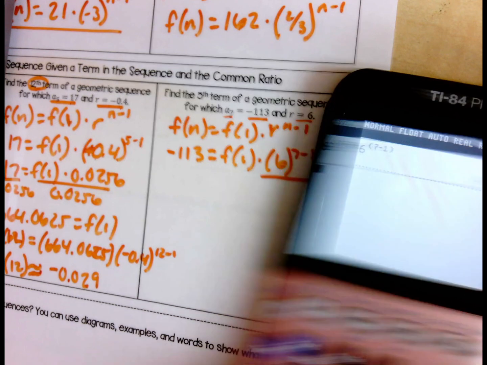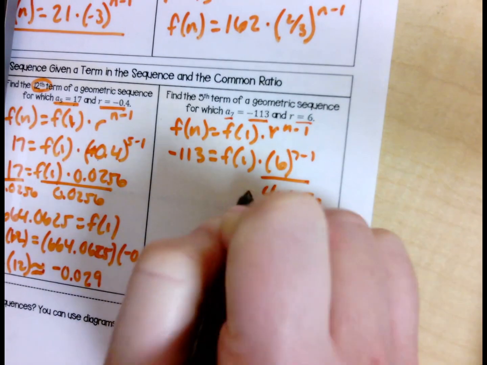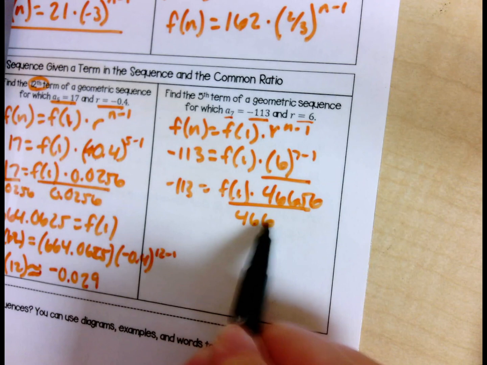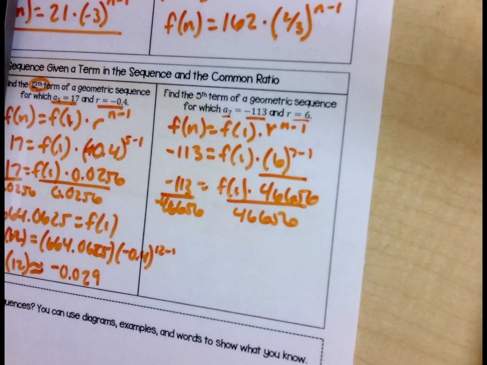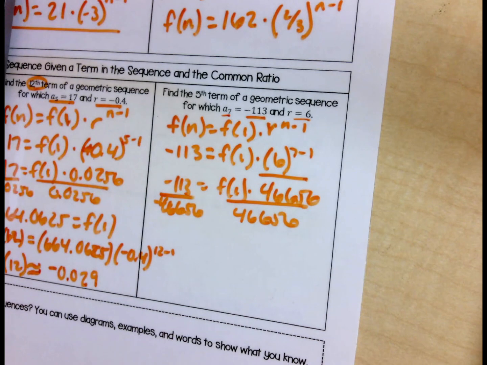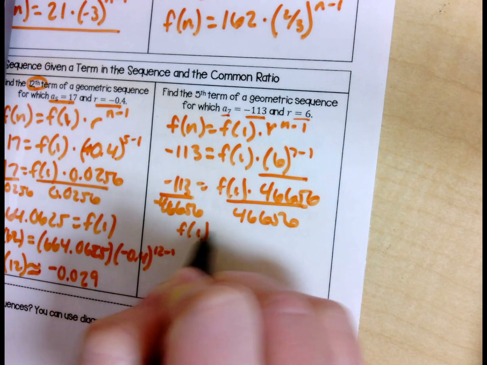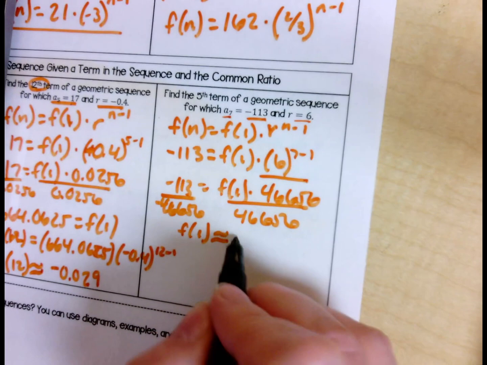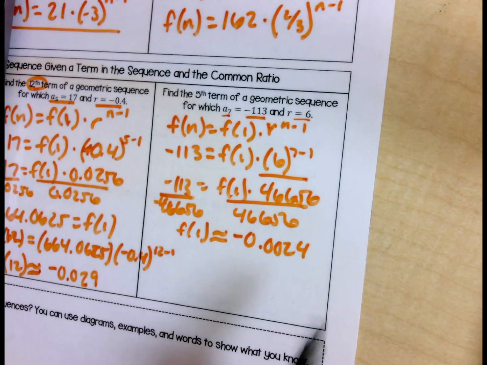And I get 46,656. So 46,656 times f of 1. And now I have to divide this. Okay, and so I do negative 113 divided by 46,656. And I get that my f of 1 value is approximately, okay, again, we don't have an exact answer, but it's approximately negative 0.0024. Okay, and that's the value that we're going to use for f of 1.